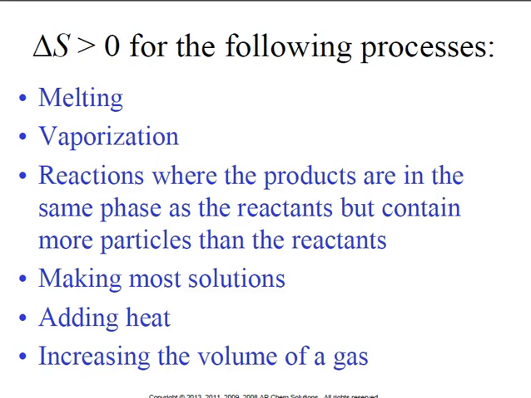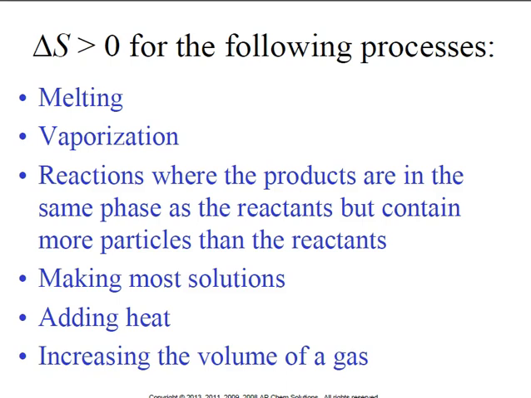Something melting, going from a solid, where there's a lot of order, to a liquid where there's less order. So the disorder is increasing. Vaporization, going from a liquid where there's some order to a gas where there's really no order. So disorder increasing. Reactions where the products have more particles than the reactants. So let's say you're doing some reaction and you have 4 moles on the left, but you have 6 moles on the right. And we'll look at an example. That's going to create more randomness, more disorder.